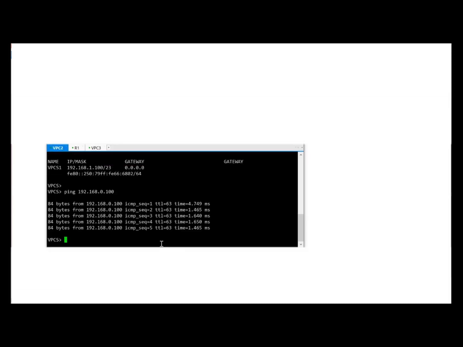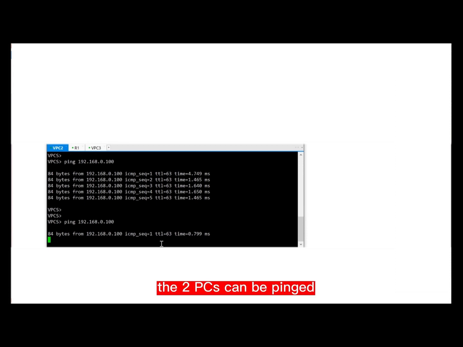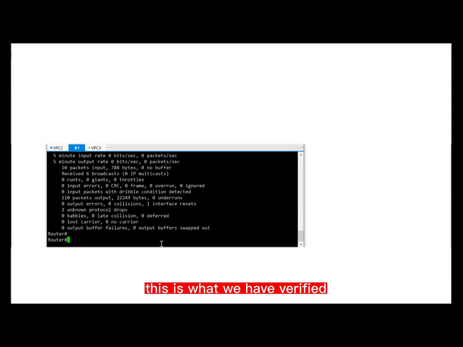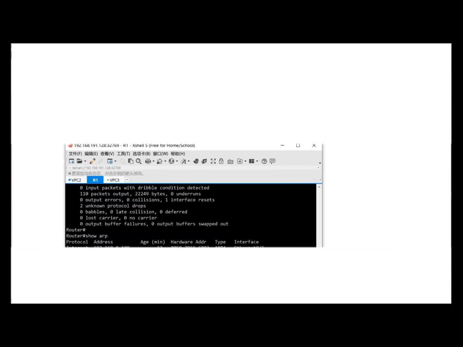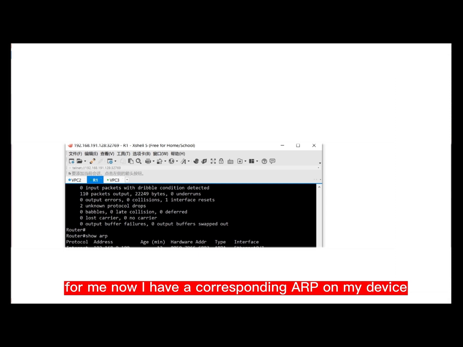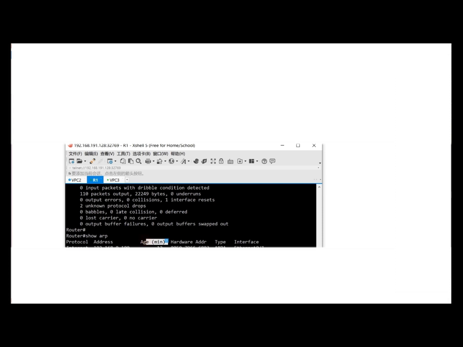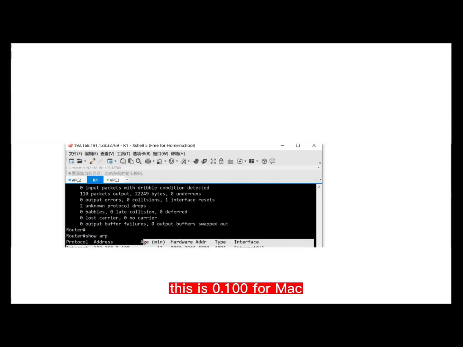Let's take a look. First, the two PCs can be pinged. This is what we have verified. We can do a verification on R1. Let me check ARP on my device now. Okay. Everyone can see that on my device I have the corresponding ARP, and the information I got is correct. In addition to the interface on its own body, which does not count, this is 0.100 for MAC, and this is 1.100 for MAC.